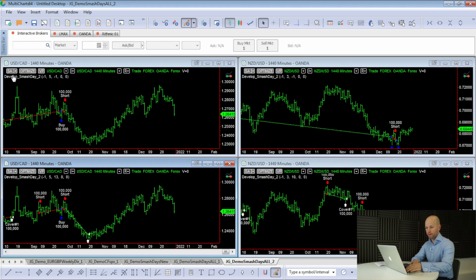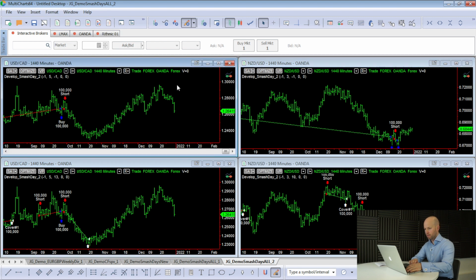Now let's take a closer look at those other 2 markets. So here we have the 2 markets, US dollar, Canadian dollar, and New Zealand dollar, US dollar. And the first thing I look at is that look back period.